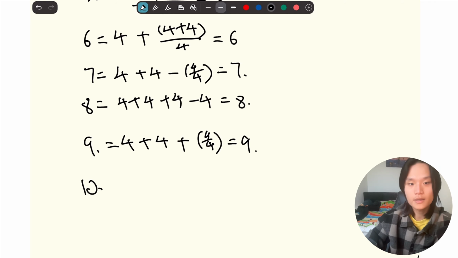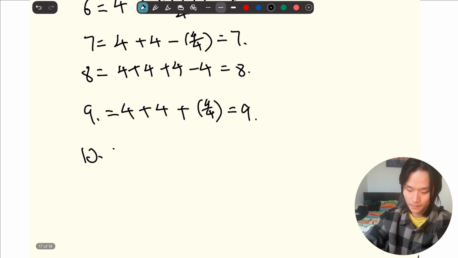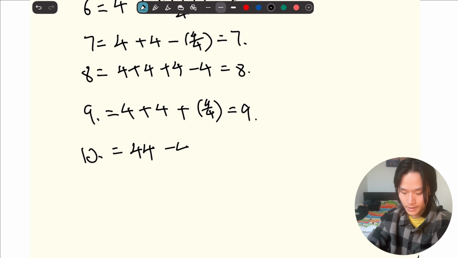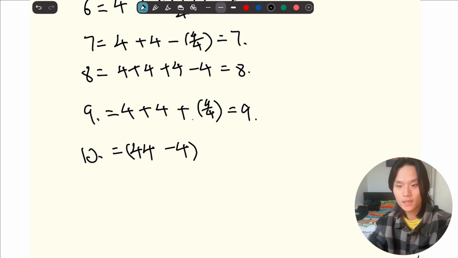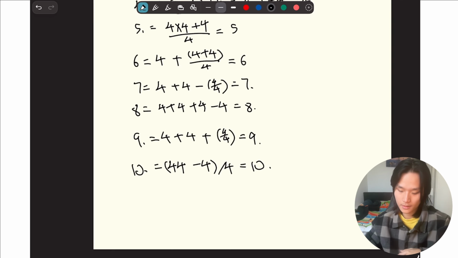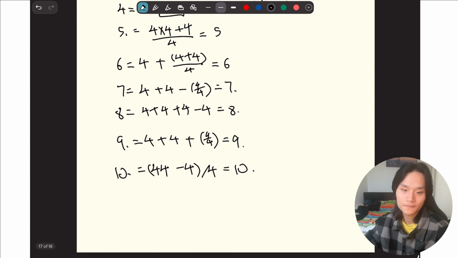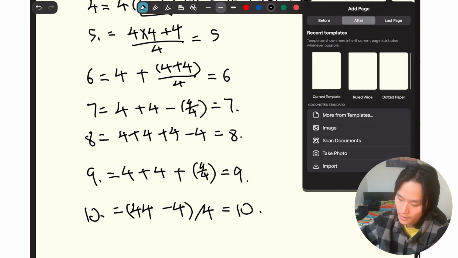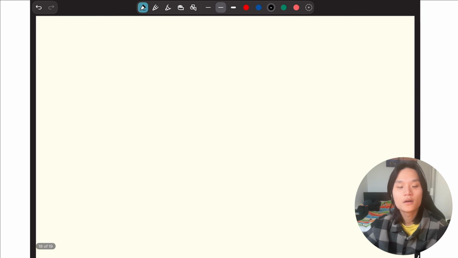Number 10. For number 10, we need to make a bigger number at the start. We make 44 minus 4, so that's 40, and we divide the whole thing by 4, so that's just 10. Right, that's all we have so far, and we're going to look at the remaining ones from 11 to 20, and they're going to be a bit harder, a bit trickier.